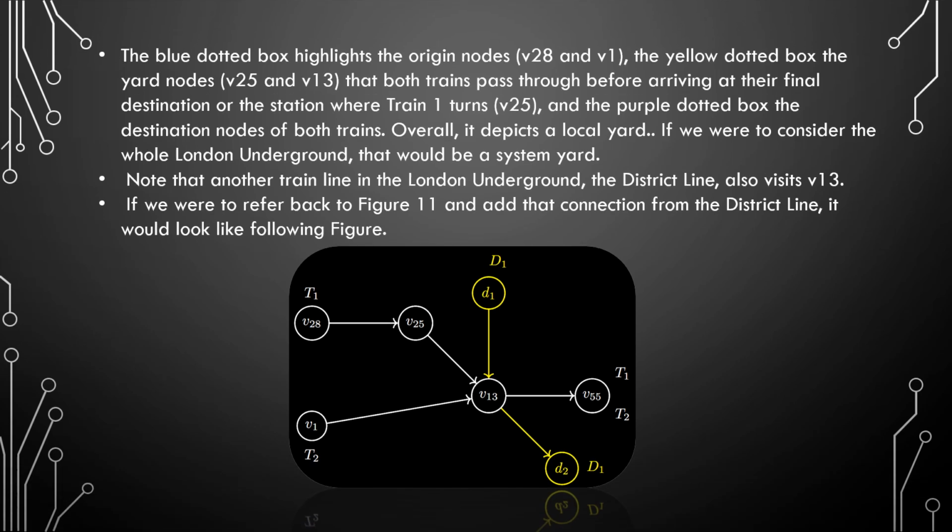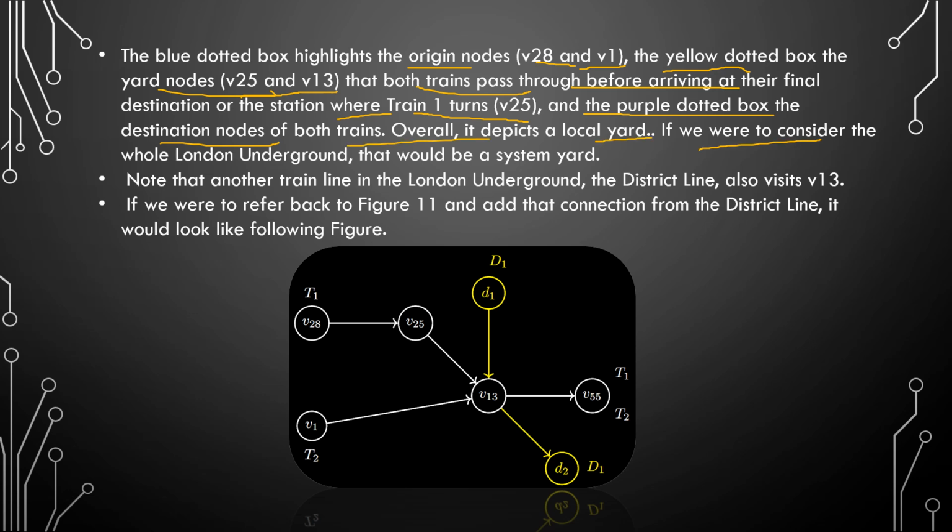The blue dotted box highlights the origin nodes. We can see in the previous slide V28, and the yellow dotted box is the yard nodes. Okay, V25 and V30, which both trains pass through before arriving at the final destination. So that is the yard nodes, or the station where T1 turns, V55, and the purple dotted box is the destination nodes. So the purple dotted boxes are destination nodes of both trains. Okay. Overall, it depicts a local yard.